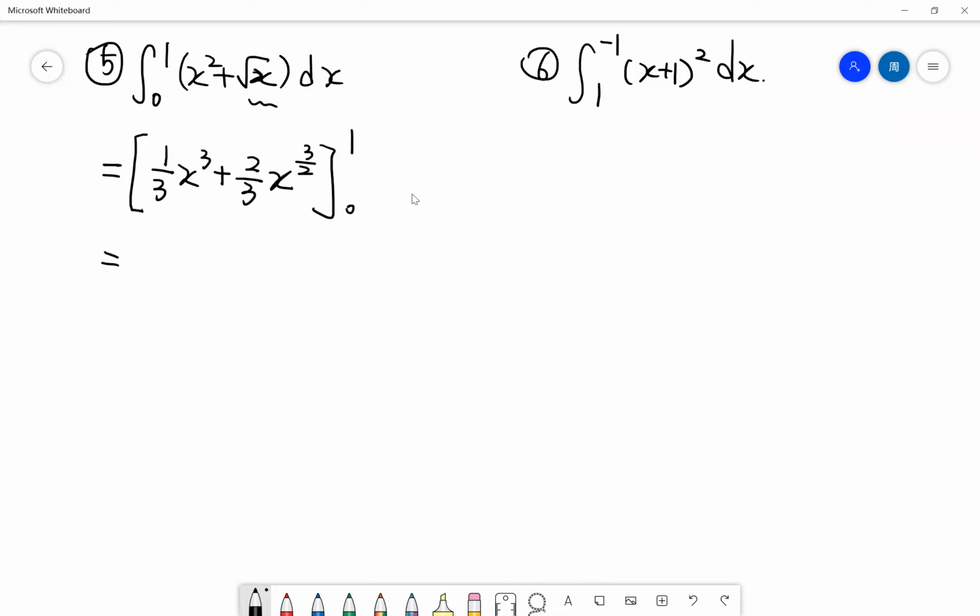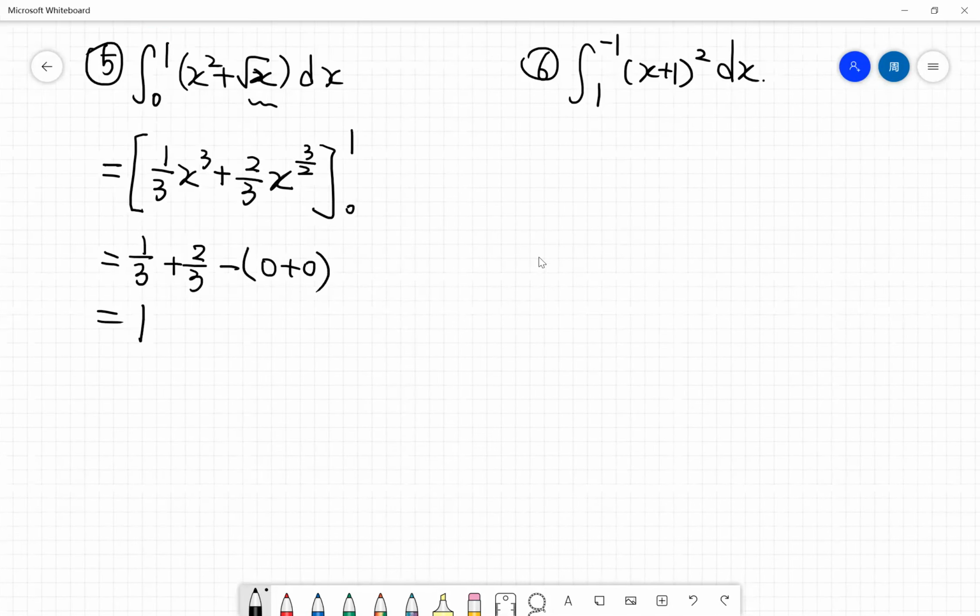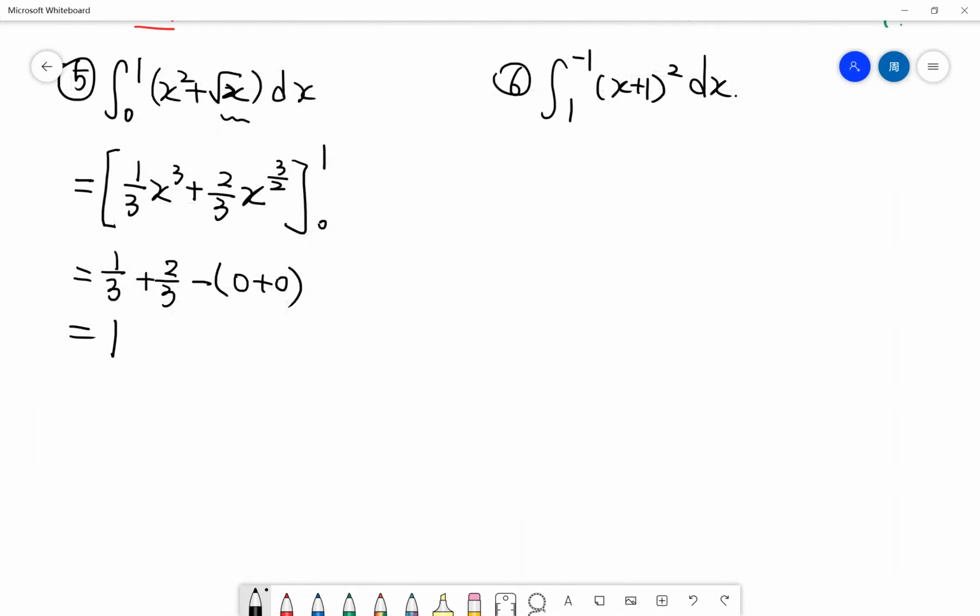And then that equals, we first substitute 1 into this function. So that is 1/3 plus 2/3. And then minus, we substitute 0 into this function, so that means 0 plus 0, right? So that equals 1 here for the first question. Okay, and let's solve number 6 here.